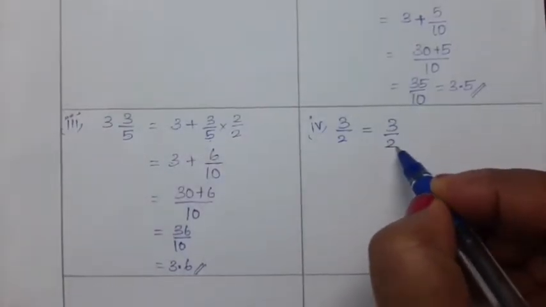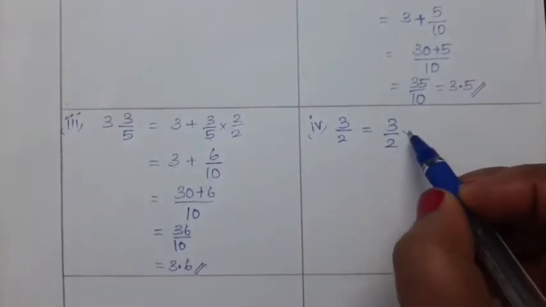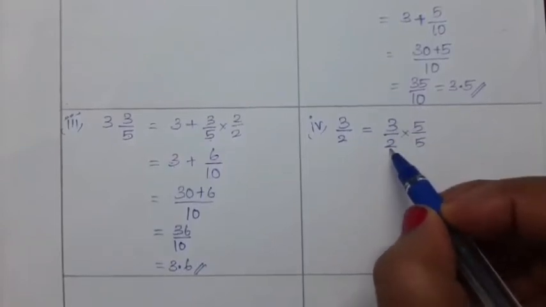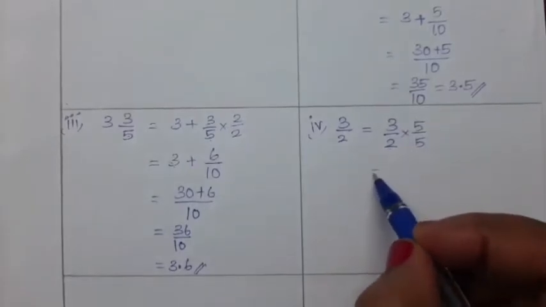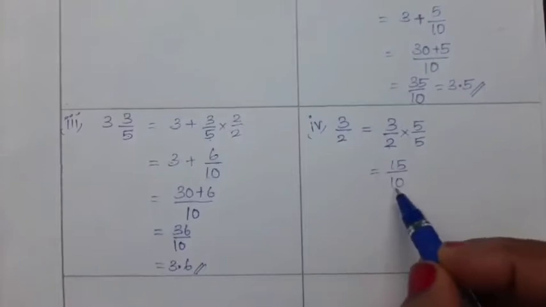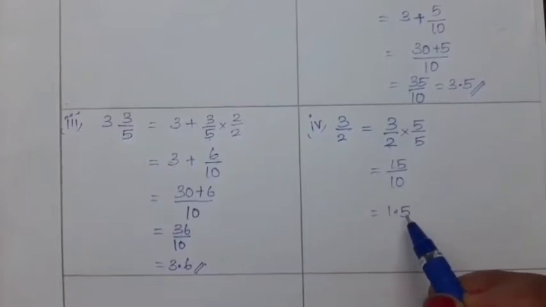3 by 2. As usual, we should multiply and divide by 5 on both numerator and denominator. 3 5s are 15 divided by 2 5s are 10. By dividing 15 by 10, we get 1.5, which is the required decimal number.